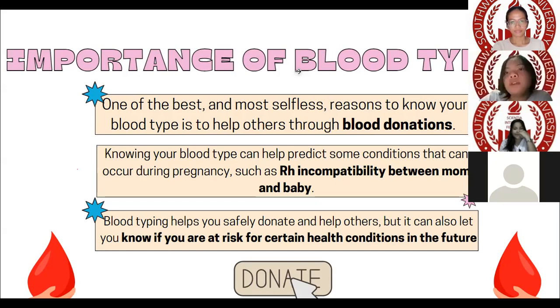To help others, one of the best and most selfless reasons to know your blood type is to help others through blood donations. Medical facilities are always in need of blood donations, whether you are O or A. To plan a healthy pregnancy, knowing your blood type can help predict some conditions that can occur during pregnancy, such as Rh incompatibility between the mother and the baby. To lower your risk for certain health conditions, blood typing helps you safely donate and help others, but it can also let you know if you are at risk for certain health conditions in the future. Some studies suggest connections between certain blood types and risk of blood clots, bleeding, and kidney stones.